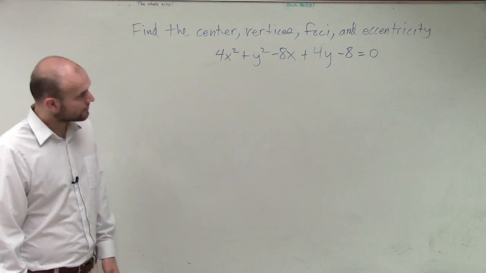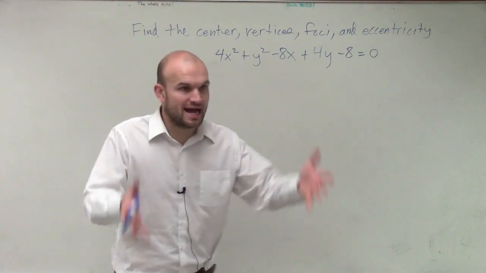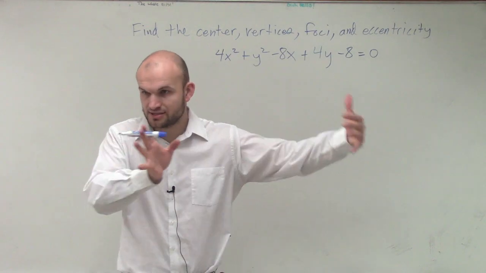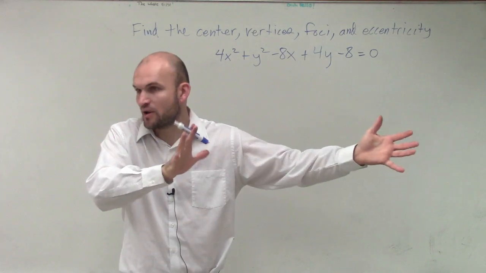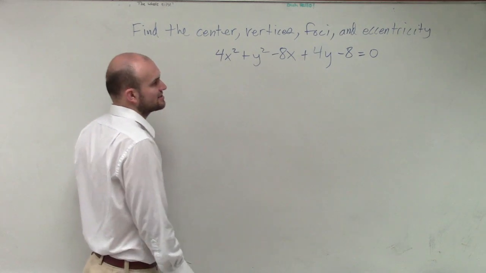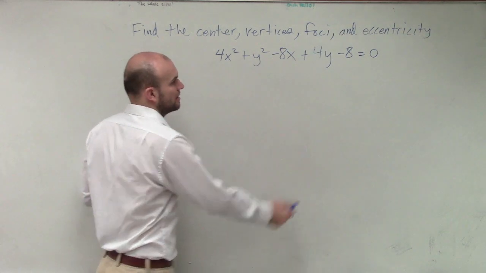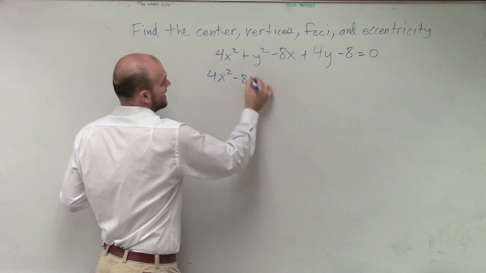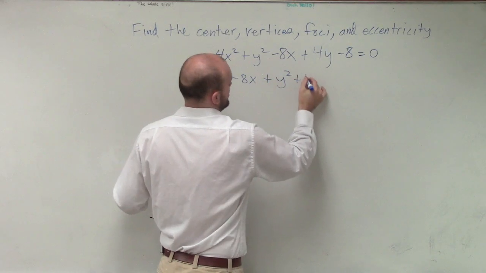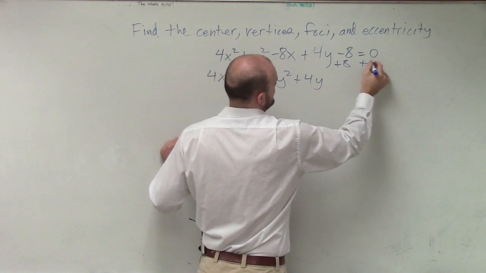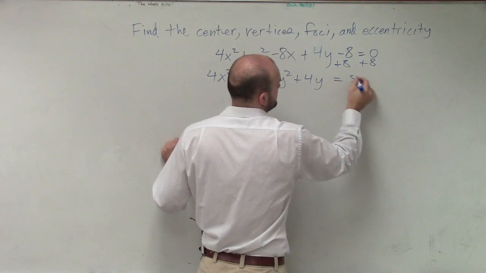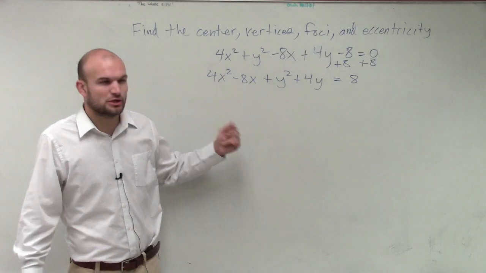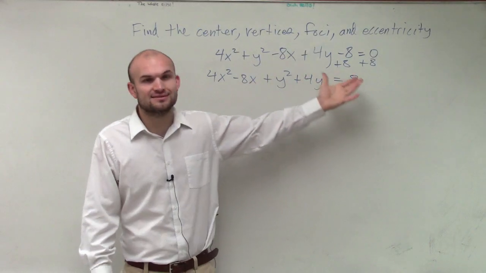So, one thing I noticed about that standard form is I had the x plus the y, right? It was (x minus h) squared, and then plus (y minus k) squared. So what I'm going to first do is group the x's and the y's, and then I'll get that constant over there. So I have 4x squared minus 8x plus y squared plus 4y, and let's add the 8 to the other side. Okay? Now, looks a little bit closer. We have the x's, we have the y's, and we have an 8.